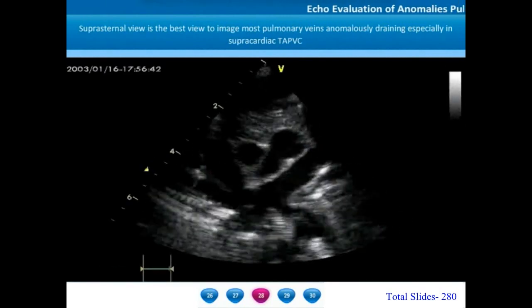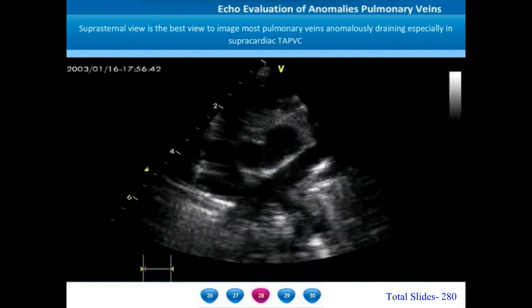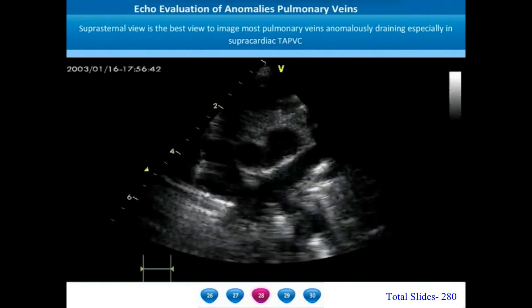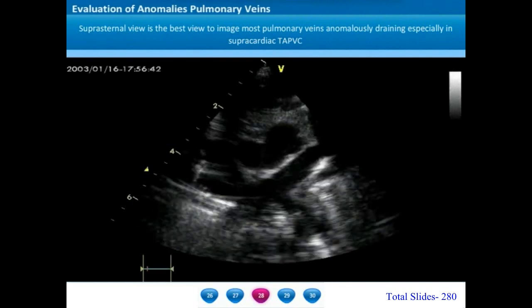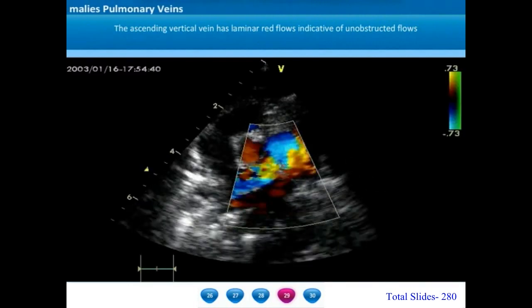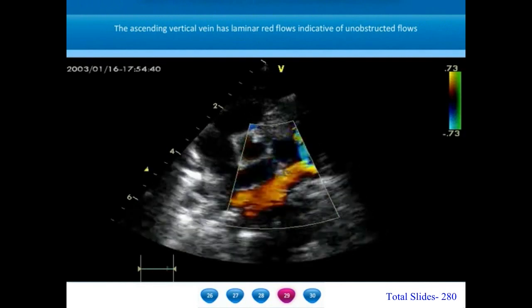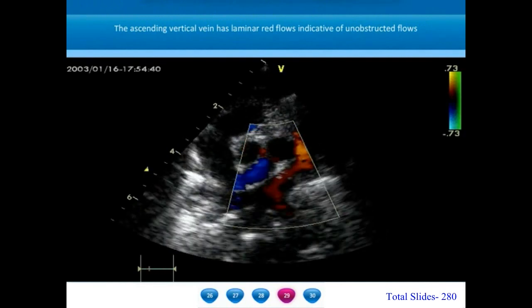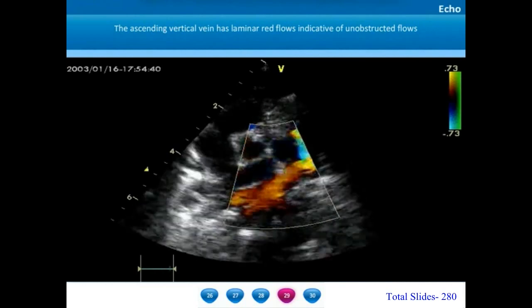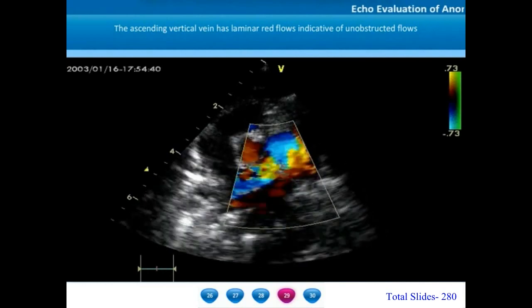The suprasternal view is yet another very useful view in visualization of these types of supracardiac TAPVCs. The ascending left vertical vein shows uniform laminar red flow that indicates that the left vertical vein is not obstructed at all.